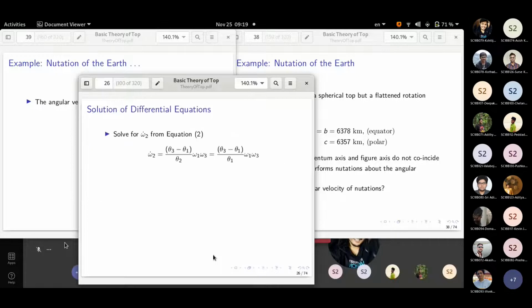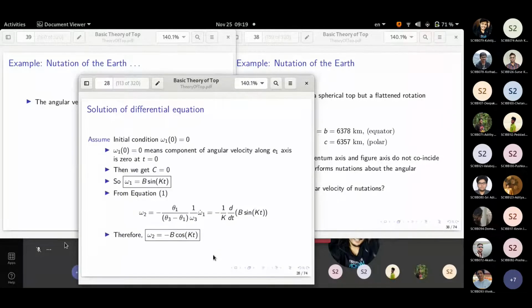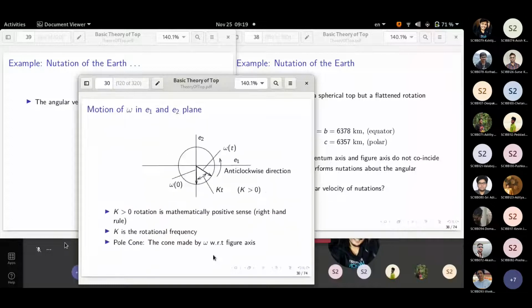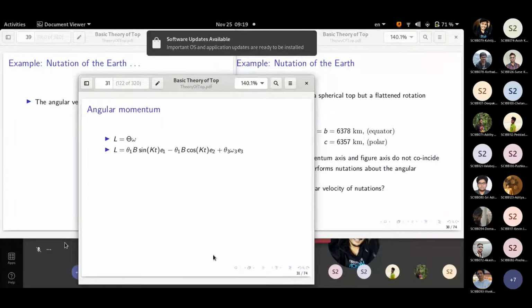When we found out the solution of the differential equation, let us write down the L vector, then we get an idea. You can notice that L is represented as theta 1 b sin kt e1 minus theta 1 b cos kt e2 plus theta 3 omega 3 e3. So we are trying to compute what is this k.